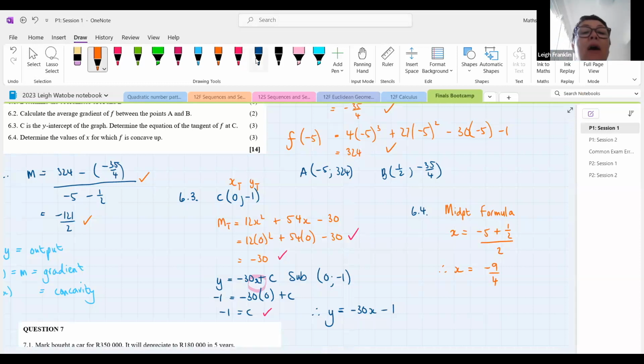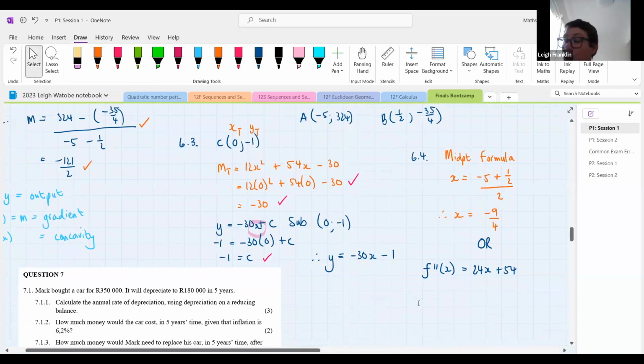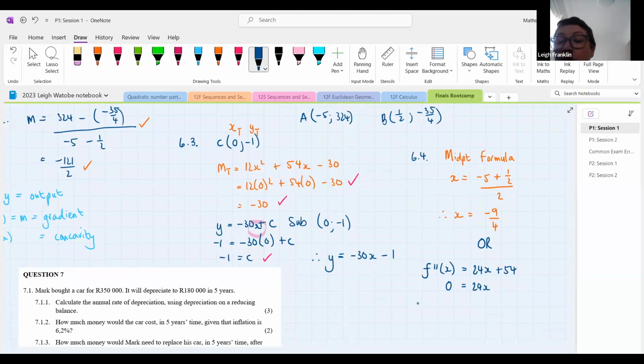All right, or the other way that you can do this is to use the second derivative. It's a little bit longer, I think, but nothing wrong with that. So we're going to derive the first derivative. Again, I'm going to steal the first derivative from there. That's going to give us 24x plus 54. Just like gradient is 0 at the turning points, concavity is 0 at the point of inflection. So that's why I've got to make this equal to 0, and then I can solve for x.